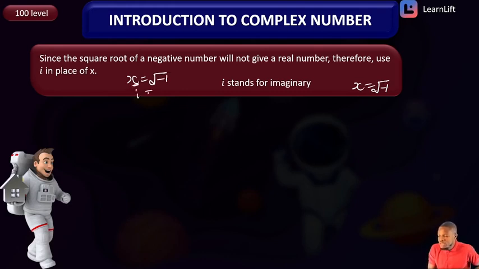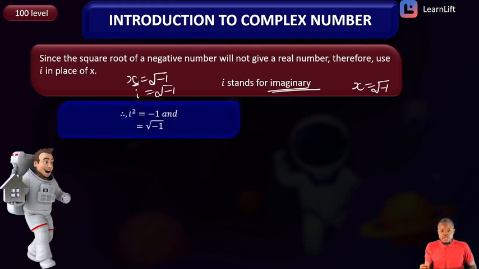Say i is equal to what? Root negative 1. So anywhere I'm solving and I come across root negative 1, what will I use i to mean? i there is equal to root negative 1. Are you getting it now? So the i there stands for imaginary. What does i stand for? i means imaginary. So imagination, you are just imagining it. Are you getting it now?